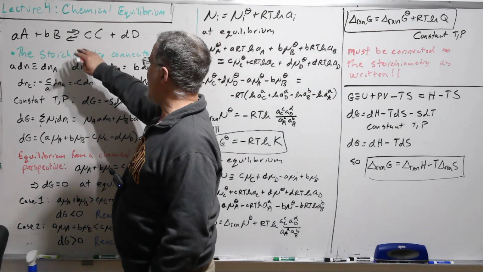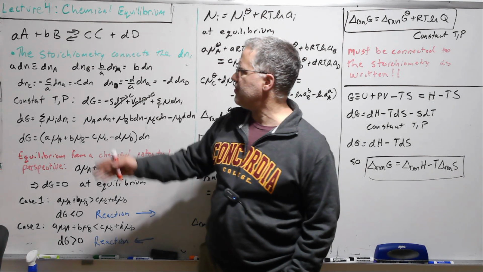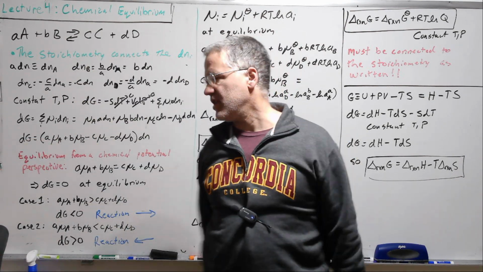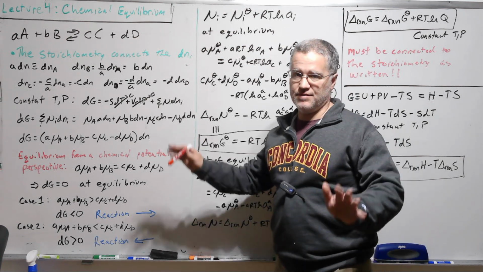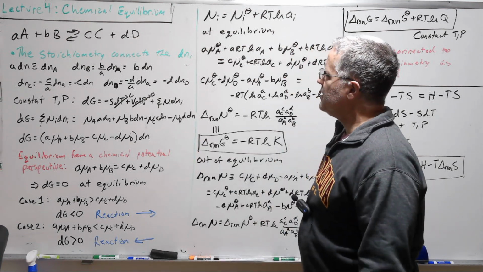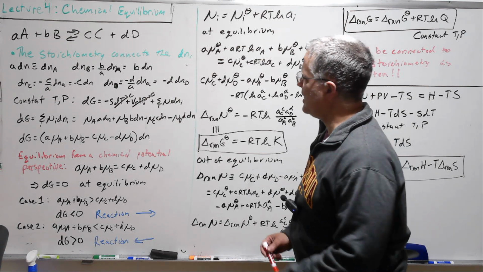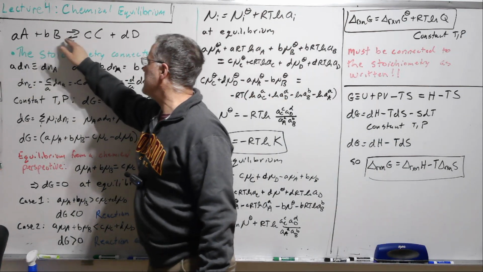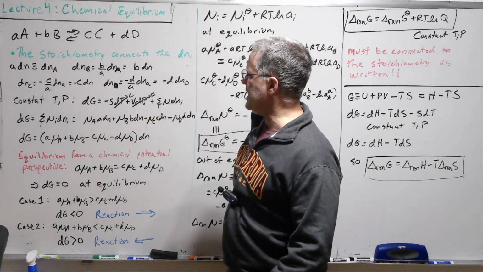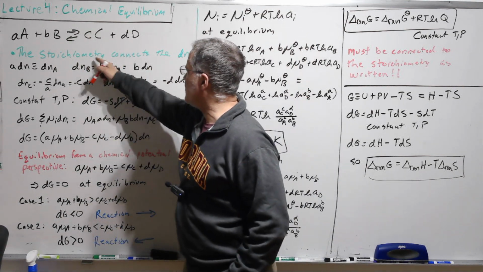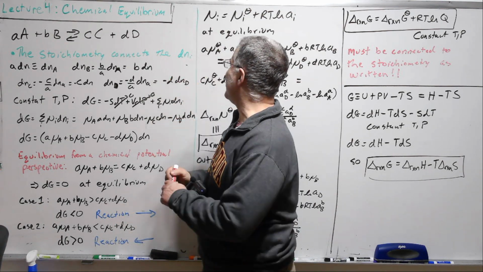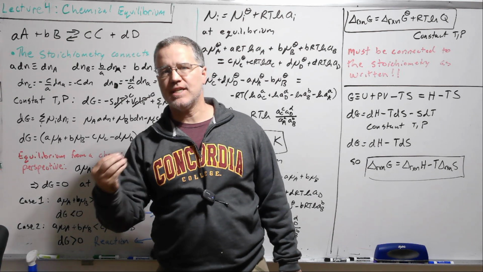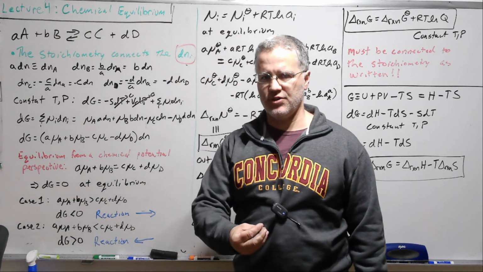So let's take a general reaction. I know this isn't completely general, but I think it's general enough for you to get the idea of how it would generalize to any number of reactants and products. The stoichiometry is written as such: a moles of A plus b moles of B go to c moles of C and d moles of D. It's this stoichiometry that connects them. They're all connected by this chemical reaction. One cannot change without the other changing.